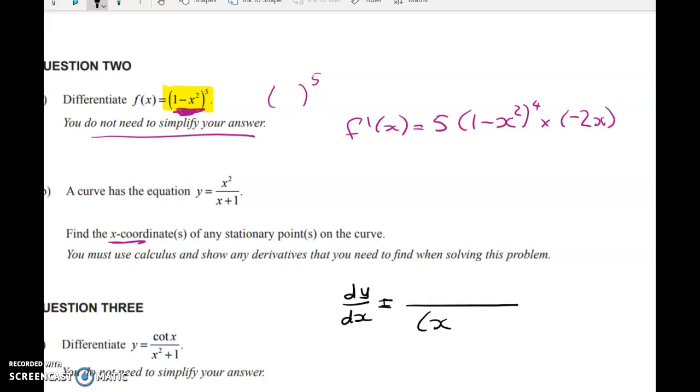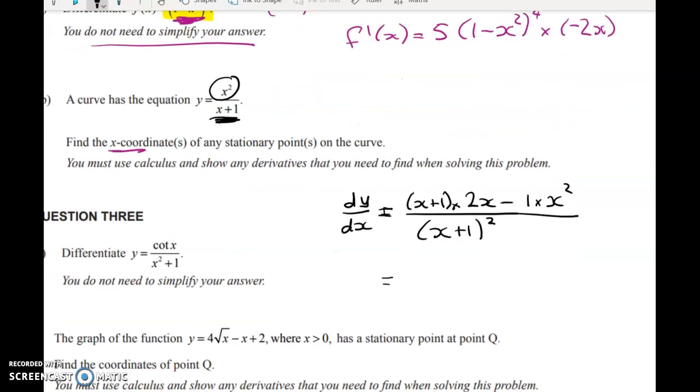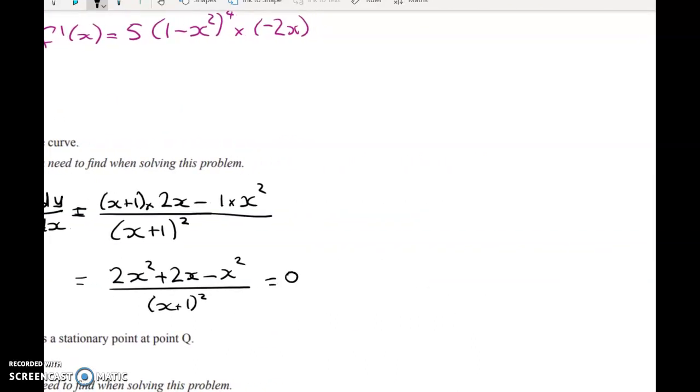I'll start by squaring the denominator, x plus 1 squared. I'll copy it up the top, and I'll multiply by the derivative of this. So that's 2x minus, the other way around, the derivative of the denominator, which is 1, times the numerator. That gives me 2x squared plus 2x minus x squared, divided by this. And that has to equal 0 for a stationary point.